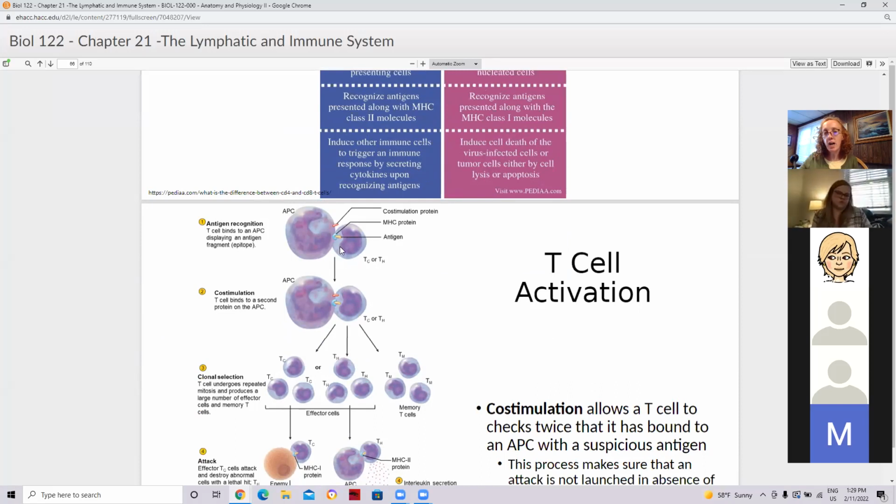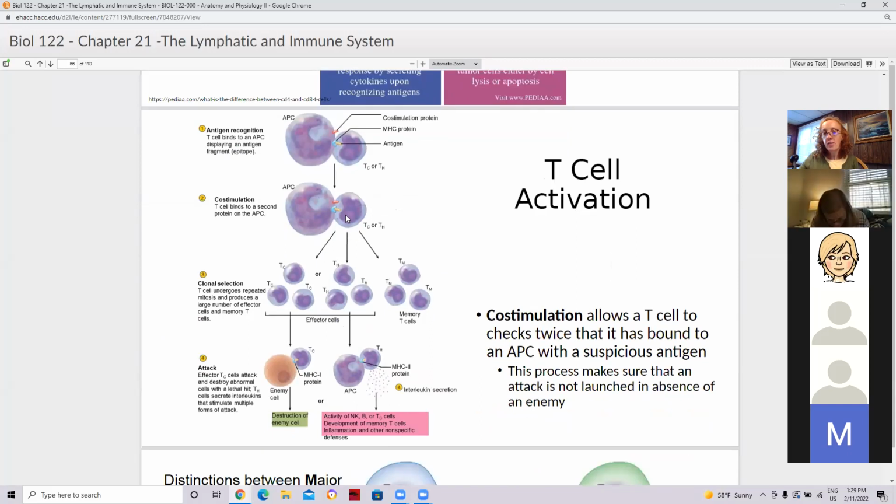But we do have access to this. And then you could draw how and explain the process of how it's activated. Put this in your own words. Questions?